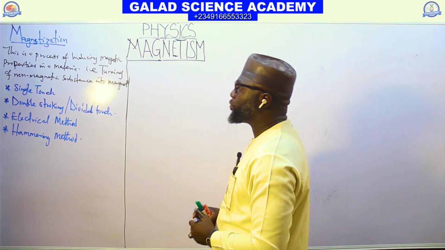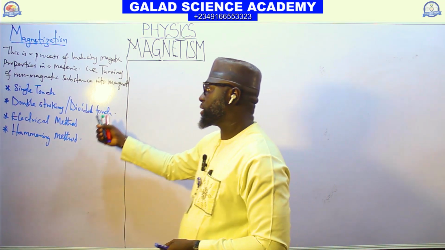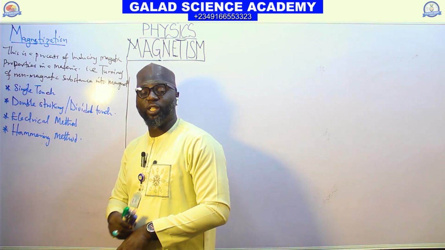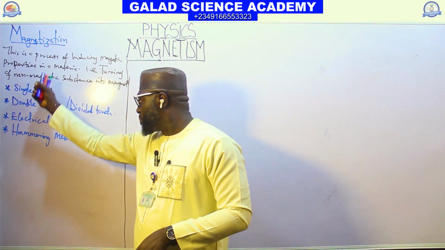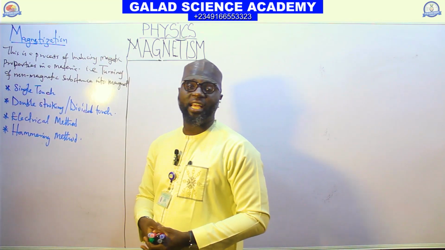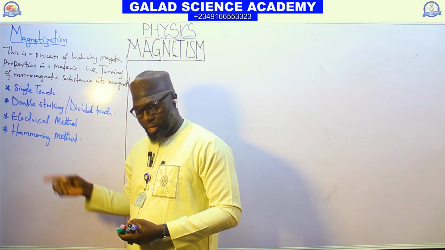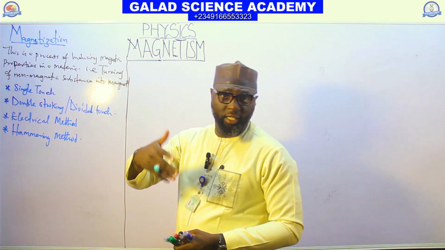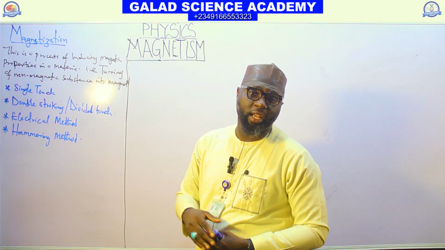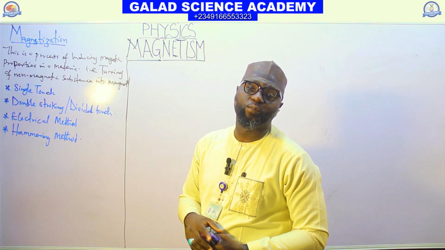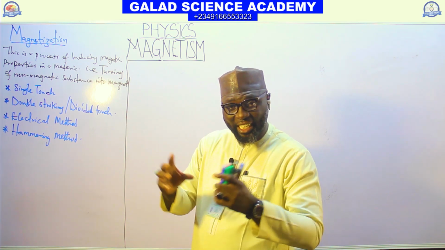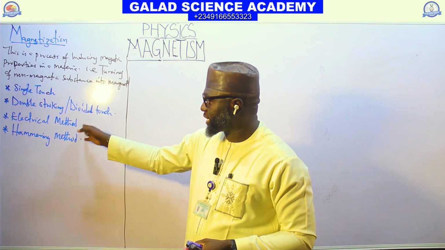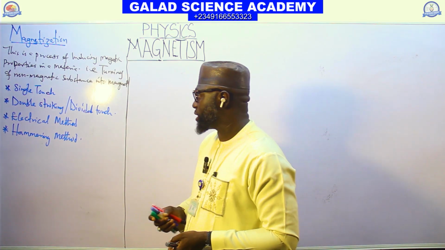So these are the basic four methods of making magnets. But among these four, if your exam is multiple choice, which of these methods is the best method of making magnets? The answer is the electrical method with the aid of a solenoid. When we get to the magnetic field generated by a current flowing in a straight line conductor, you will understand it better.